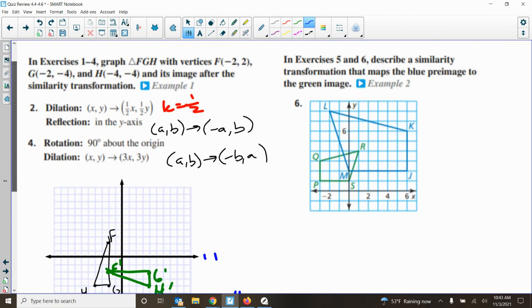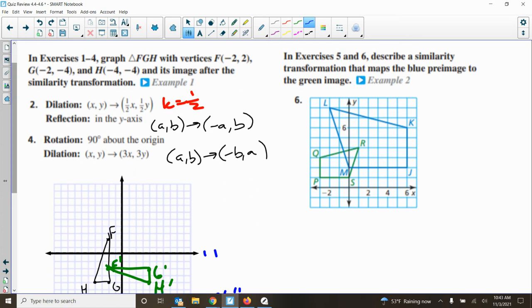All right. Let's talk about number 6. Describe the similarity transformation that maps the blue to the green. So I want to go blue to green. I'm thinking let's do a dilation first. Okay. And we'll see where we go. Let's go with dilation. Always specify the center. Centered at the origin. That says origin. Doesn't really look like it. And let's figure out what that K should be.